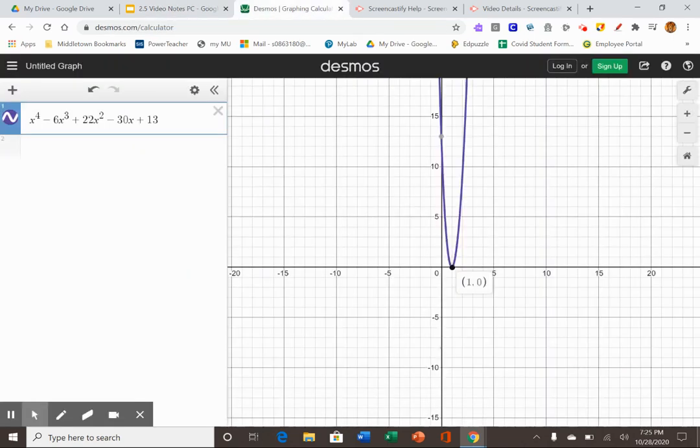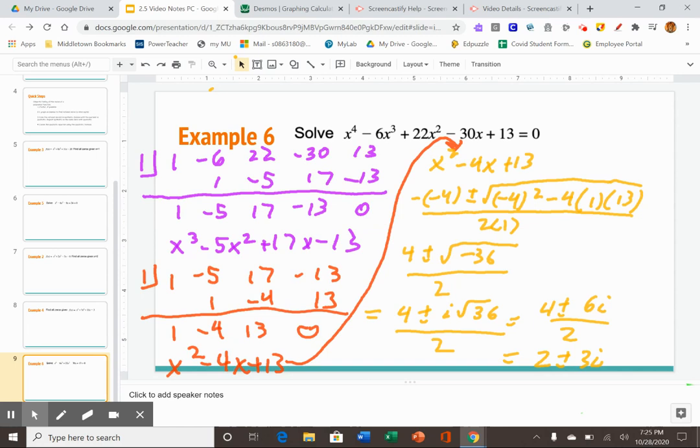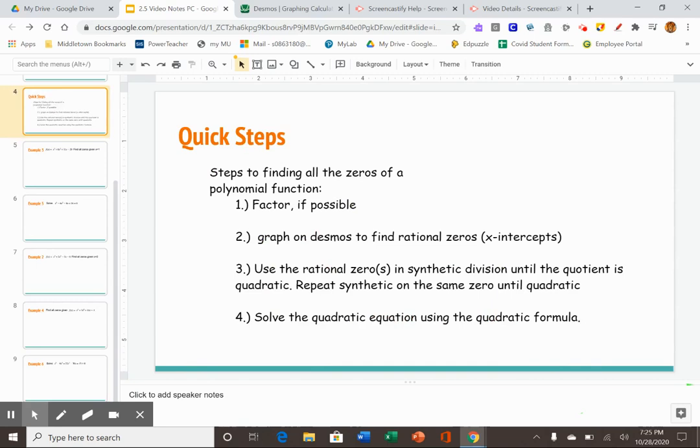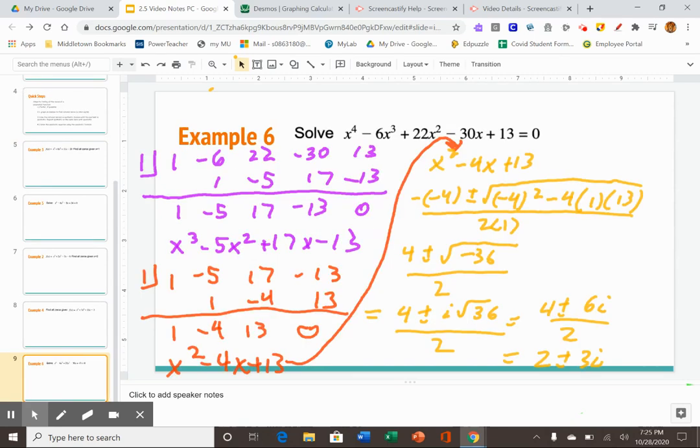If you go to Desmos, I got the 1 from right here. No other roots. There are no other real roots. They are imaginary. So that is how you do all of the irrational and rational roots. Remember, follow the quick steps here. But that is all for the notes.